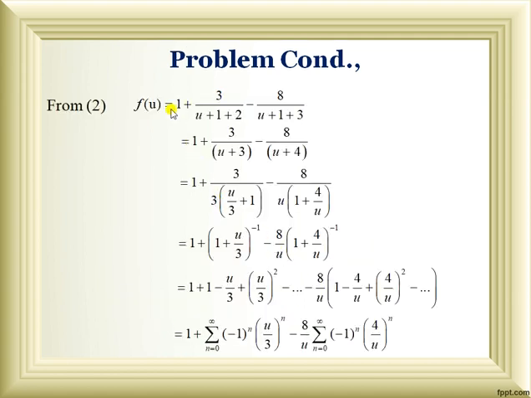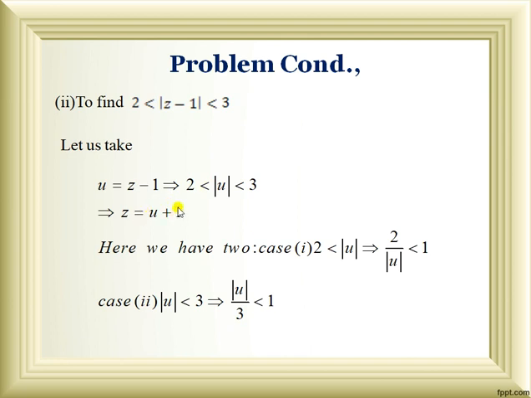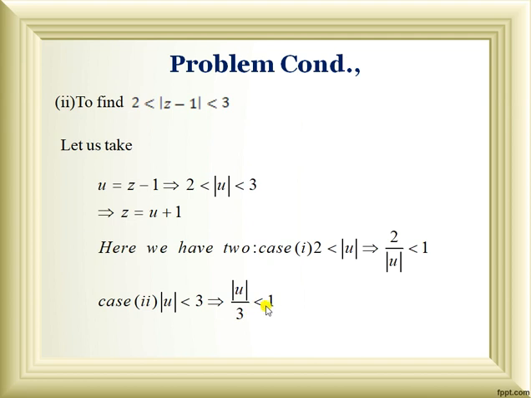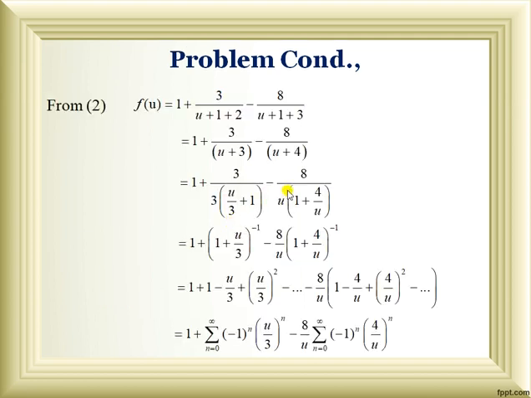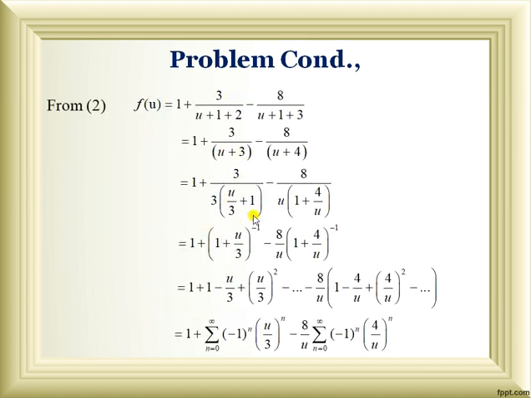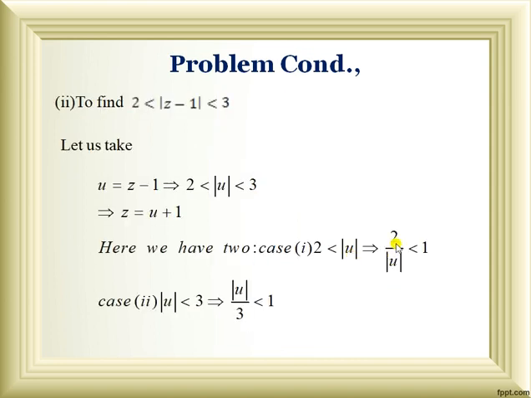So f of u is equal to, in the f of z function I am just replacing with u, that function becomes f of u equals 1 plus 3 by z plus 2 minus 8 by z plus 3, where z is equal to u plus 1. I am using that here. After simplifying the denominators, it will become u plus 3 and u plus 4. Look at the previous one: 2 by u is less than 1, u by 3 is less than 1. So 2 by u is less than 1, and 4 by u is also less than 1. In this step, containing 3, it is similar to this, so that's why I am taking 3 outside. u by 3 is less than 1. We don't have this constant in the given inequality, so I compare this with 2 by u.